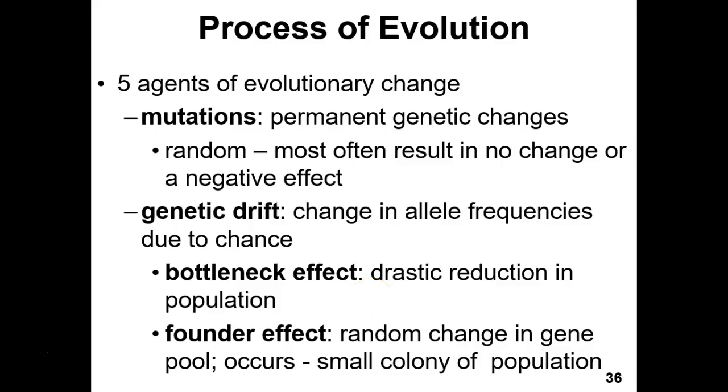Welcome back. So now we're going to talk about actual evolution and how it occurs. So we know what needs to occur for evolution not to work. So now let's look at the 5 agents of evolutionary change. The first is mutations. A mutation is a change at the genetic level.